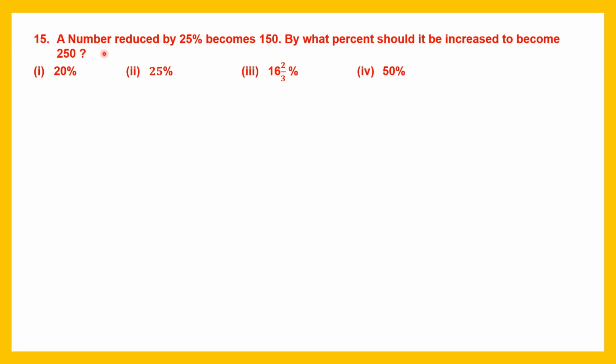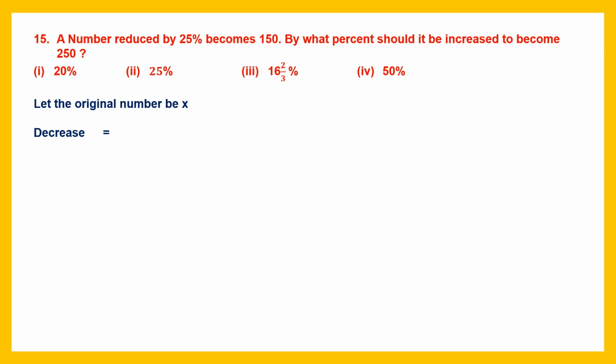Question 15. A number reduced by 25% becomes 150. By what percent should the number be increased to become 250? When it is reduced by 25%, it becomes 150. Now we have to increase it to make it 250. So let's look at the first part. Since we don't know the number, let's consider the original number to be x. Now there has been a reduction, or a decrease, and that is 25%.